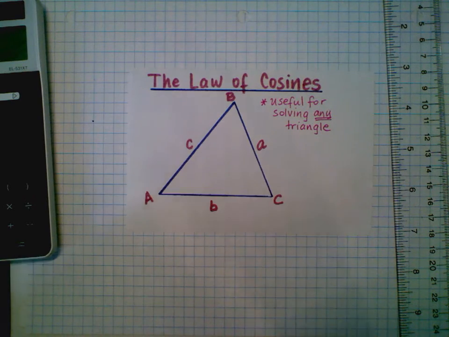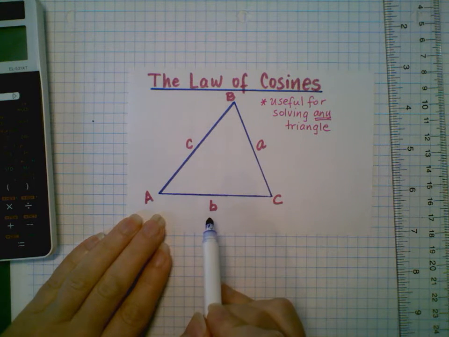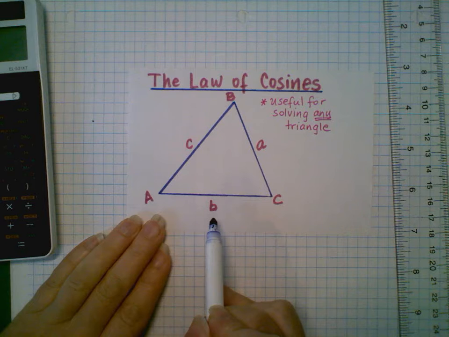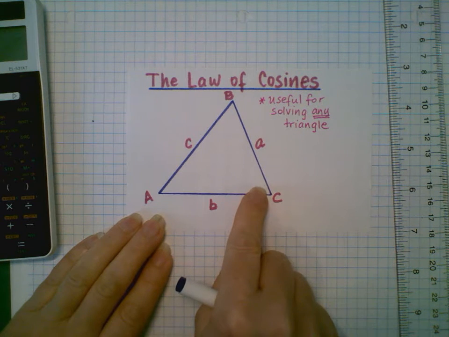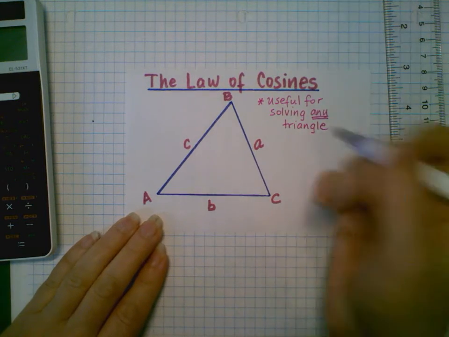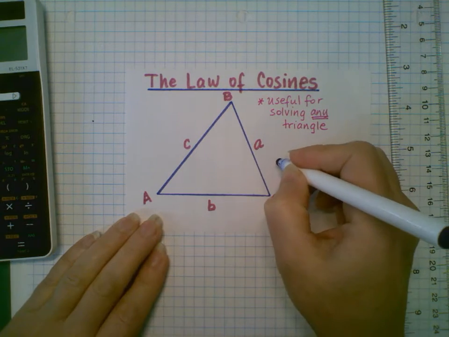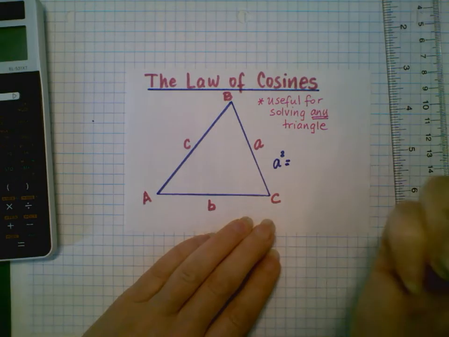So the law of cosines looks at the relationship between these side lengths, just like the Pythagorean theorem does, but it also takes into consideration the angle measures, or one of the angle measures. So here's one form of the cosine rule.